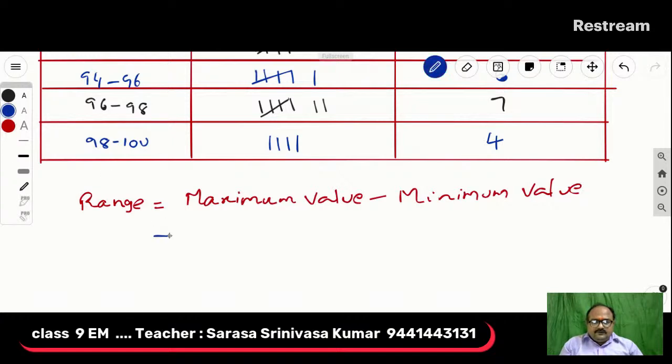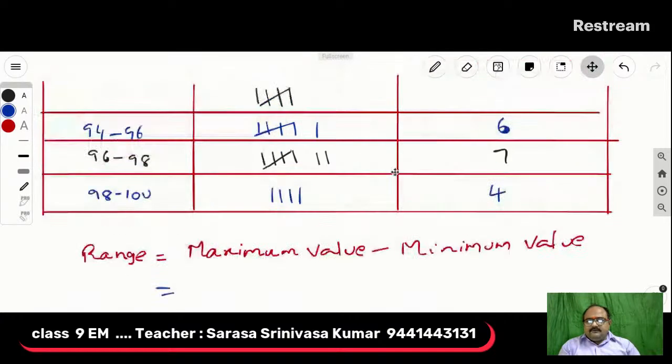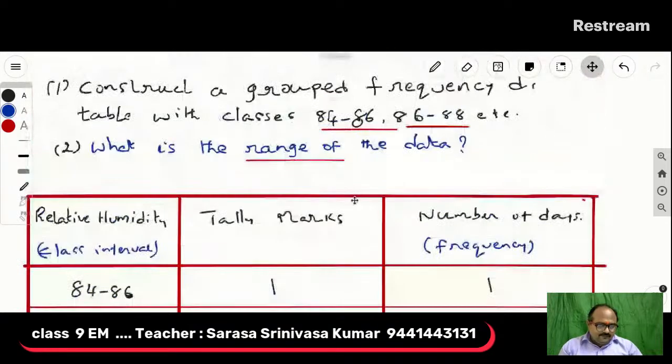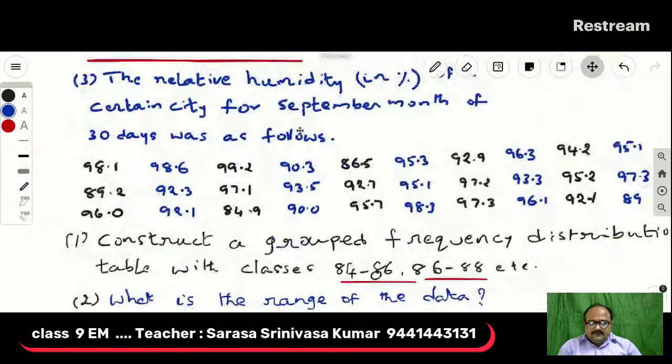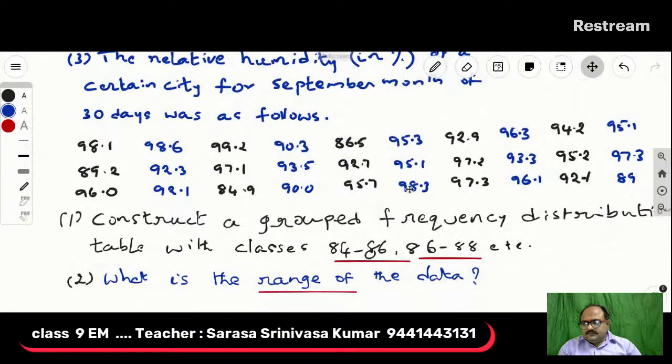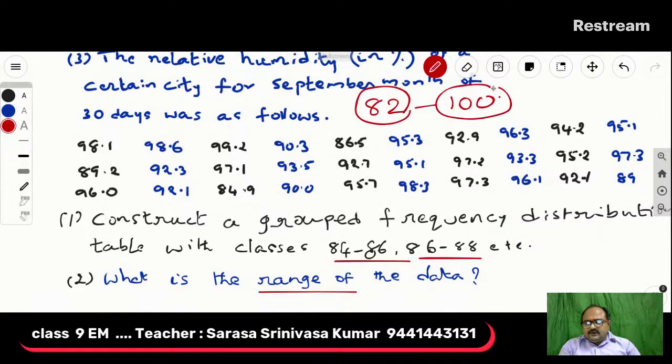So this is equal to, let us observe the minimum value here and the maximum value. Here we have noted down the values from 82 to 100. So near to 82 and near to 100 should be observed. So 99.2 here.